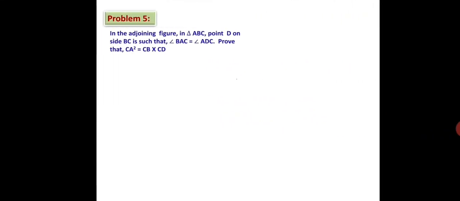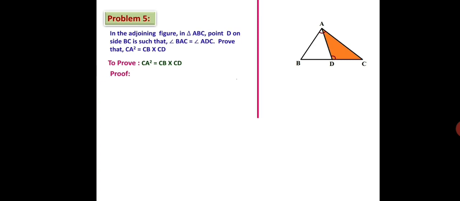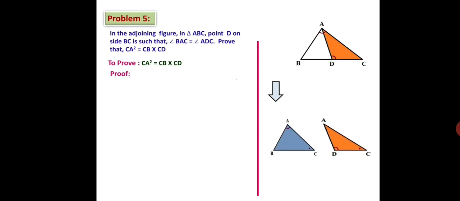Now, let us consider one more problem on this content. In the adjoining figure, in triangle ABC, point D is on side BC such that angle BAC is congruent with angle ADC. You have to prove that CA square is equal to CB into CD. Let us carry out the proof. In triangle BAC and triangle ADC, angle BAC is congruent with angle ADC, it is the given thing, and angle C is congruent with angle C, that is the common angle.